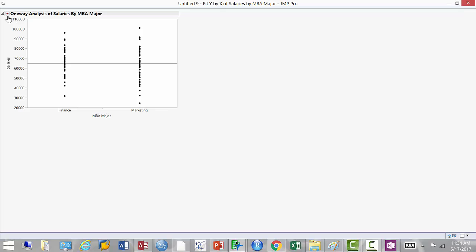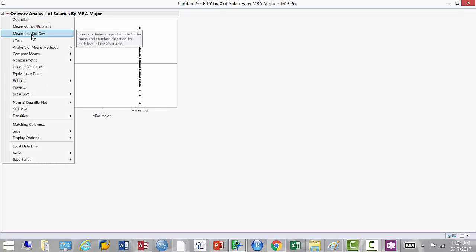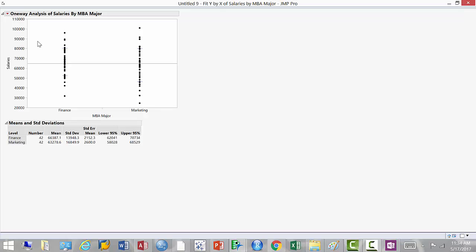So let's ask for the summary. I'm going to ask for mean and the standard deviation summary. So means are the same, right? We looked at them before. Finance people 66,381 on average. Marketing people 63,278 on average. Now, remember we discussed that there are two different ways to perform the independent samples analysis.